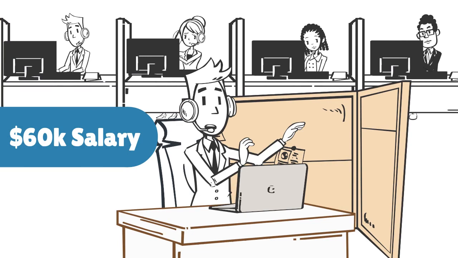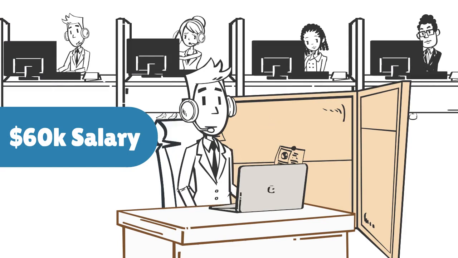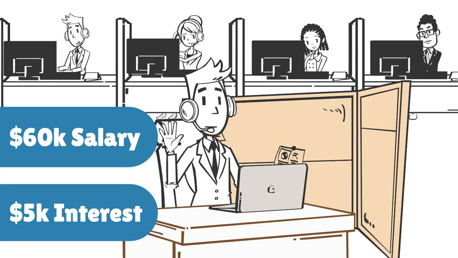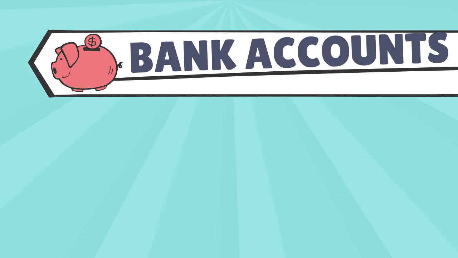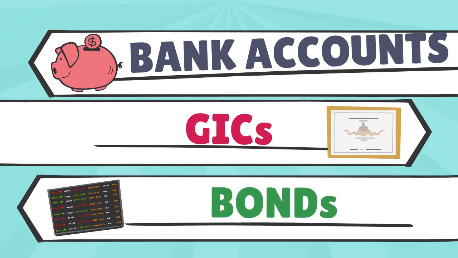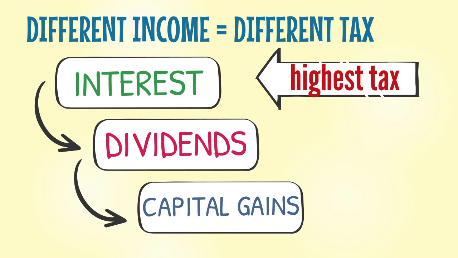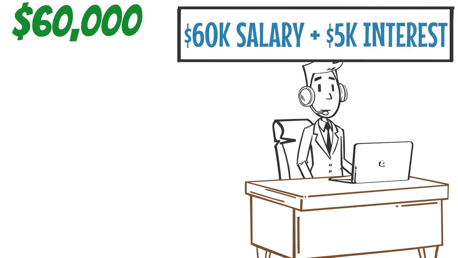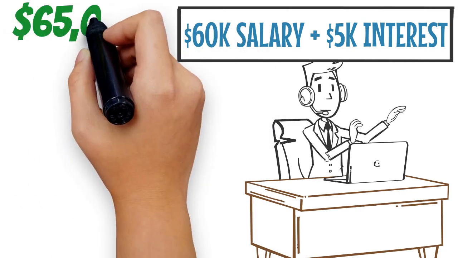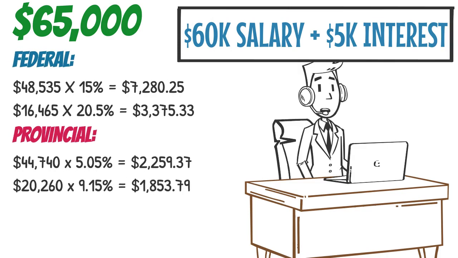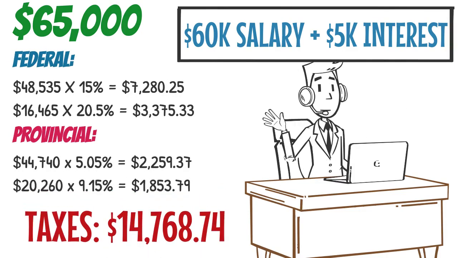He still makes $60,000 a year in salary income, but also earned an additional $5,000 in interest income this year. Interest income can be earned in a variety of ways. It can be earned on the balances in your bank account, interest earned on GICs, or on bonds. Interest is taxed in the exact same way that your salary is. Compared to the three types of investment income, interest income is taxed at the highest rate. In our $60,000 example, earning $5,000 in additional interest would then increase your total taxable income to $65,000. You would now be paying $14,768 in combined federal and provincial taxes.